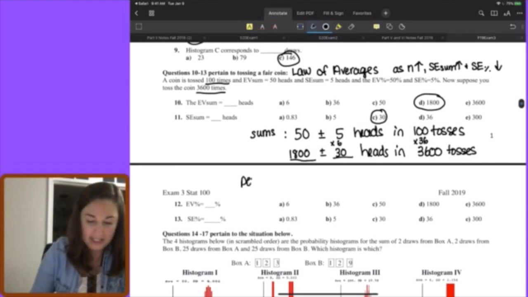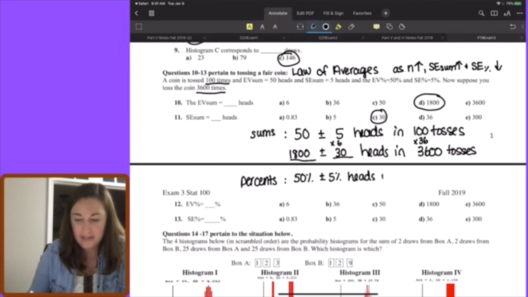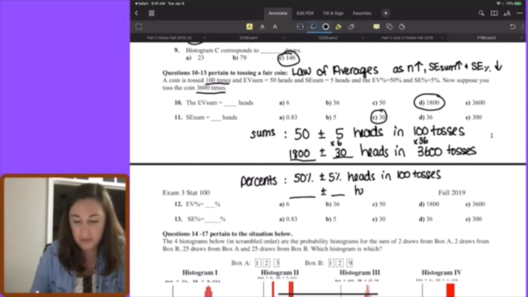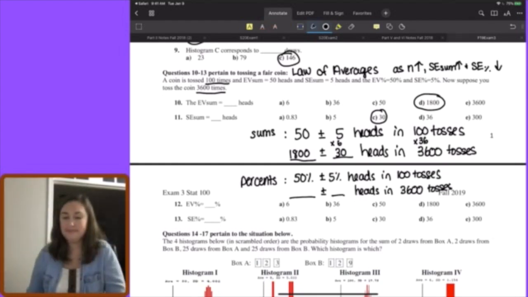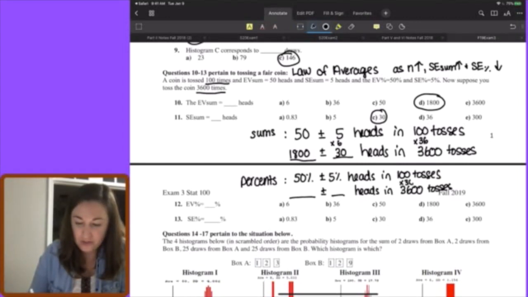So let's do percents next. And I'm going to write the same thing because it's the same situation. They give us at the top the expected value for the percent is 50%, plus or minus 5% heads in 100 tosses is about as likely as blank, give or take blank percent heads, again in 3,600 tosses. Okay, so we see again, n is still going up by a factor of 36.